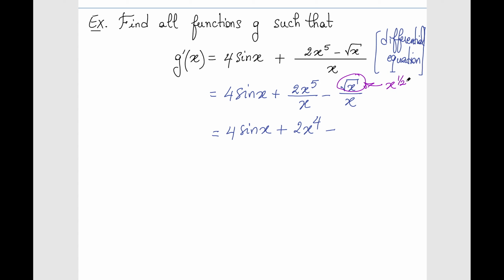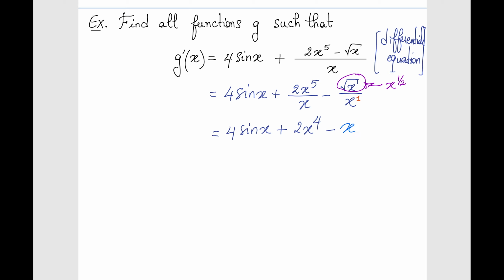And what's x to power half divided by x? It's x to power half minus this one here, right? Minus, how many copies of x do you have downstairs? It's just one copy, right? So what's x to power half minus 1?